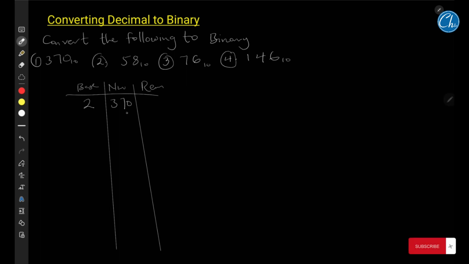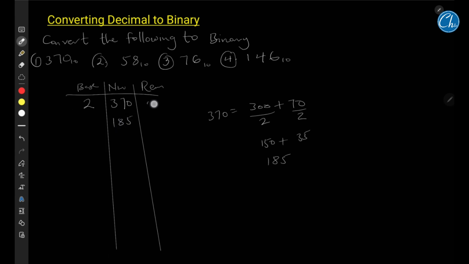So 2 goes into 370 how many times? To do that, this is a simple way. Just expand 370. 370 equals 300 plus 70. Right, divide both by 2. 300 divided by 2 gives you 150. 70 divided by 2 will give you what? 35. So when you put all together, you get 185. So 2 going into 370, 185, remainder 0.